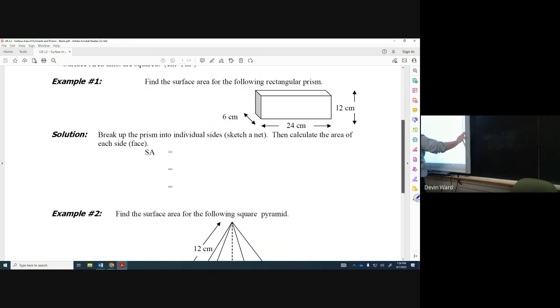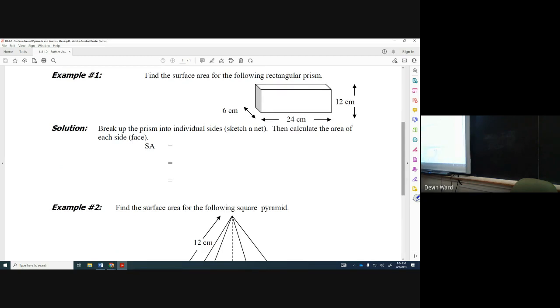Okay. So we want to find the surface area for the following rectangular prism. So here's our prism here. We have a length of 6 centimeters, a width of 24, and a height of 12 centimeters. So what we're going to do is we're almost going to unfold the box, okay? And unfold it into each of the 6 sides. Okay, what we'll see is that 2 sides are always the same on this box, okay? So if I have my box here, my bottom is the 6 times 24. Okay, so this is the bottom of my box. It is my length times my width.